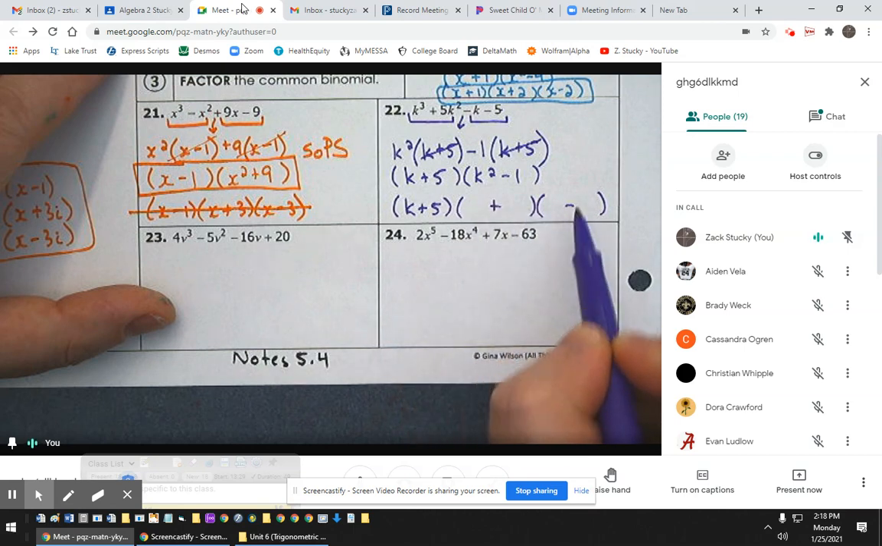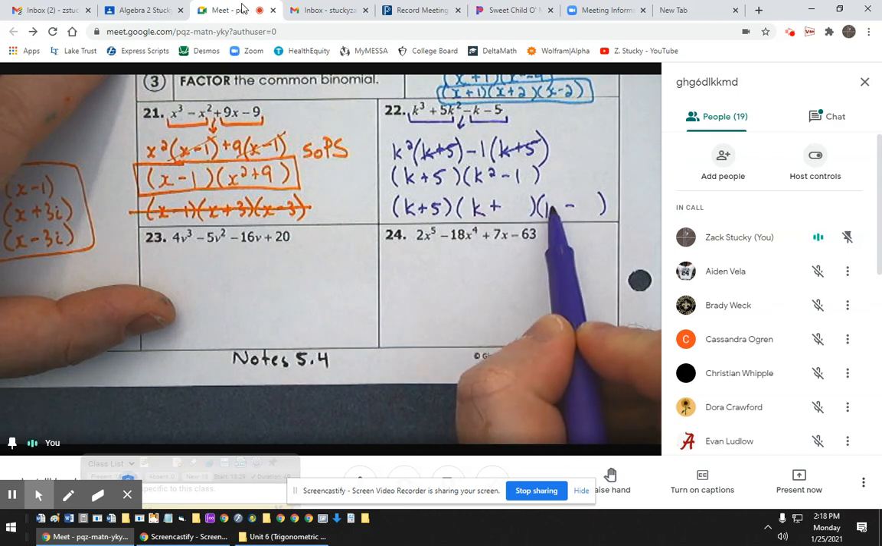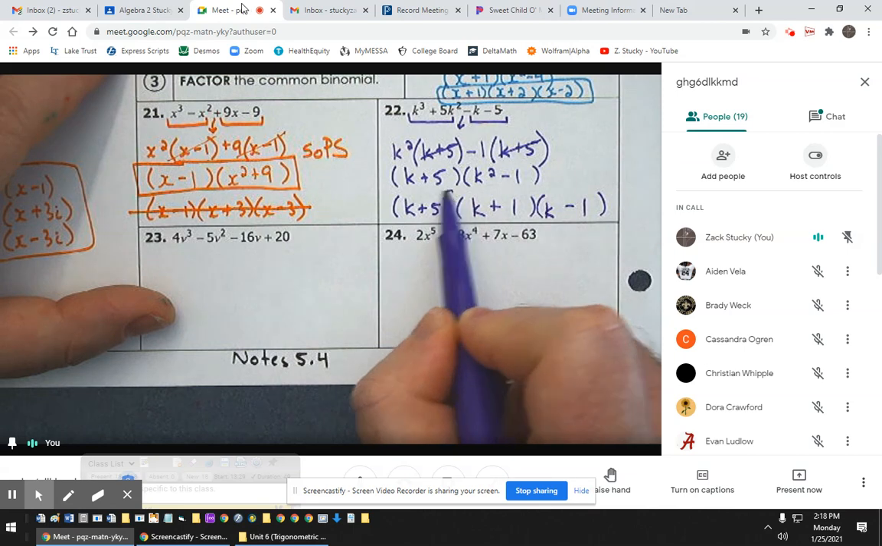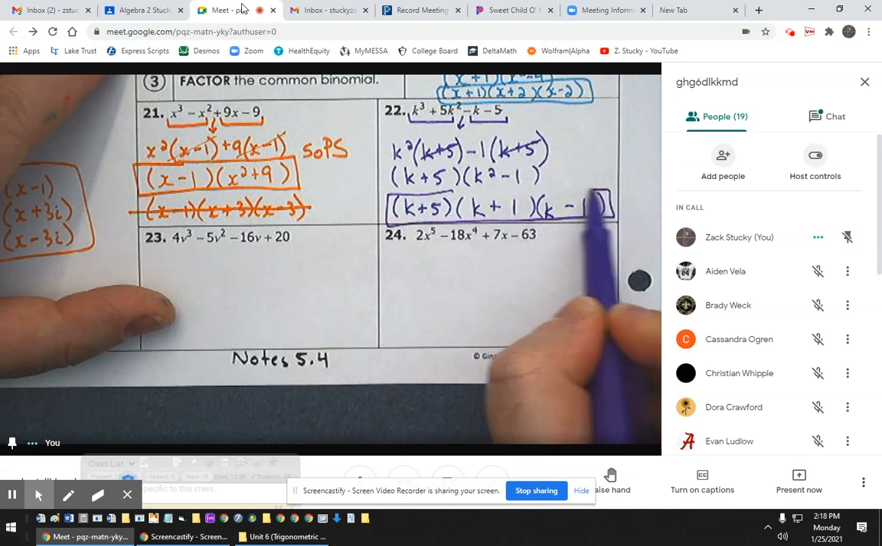One's a plus, one's a minus. K times k makes k squared. 1 times 1 makes 1. Now I box it in and put it up on my fridge.